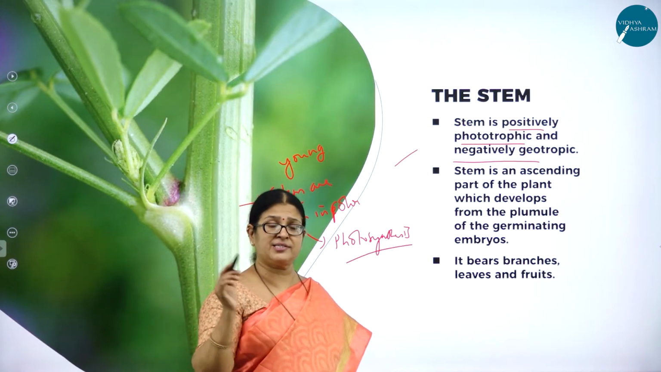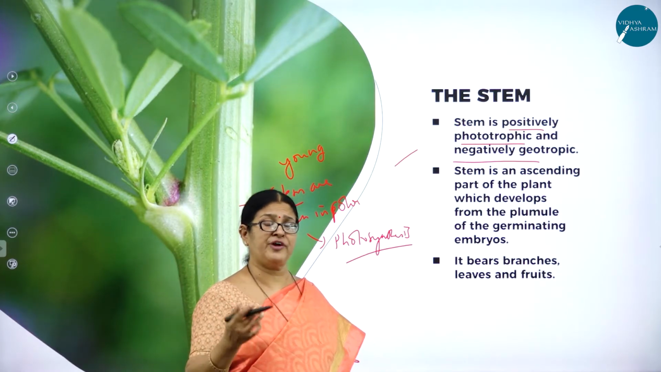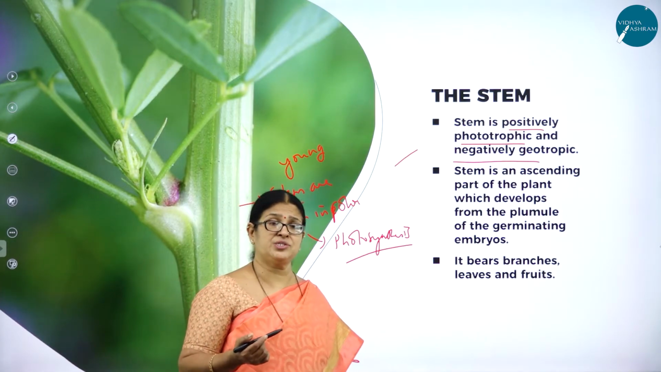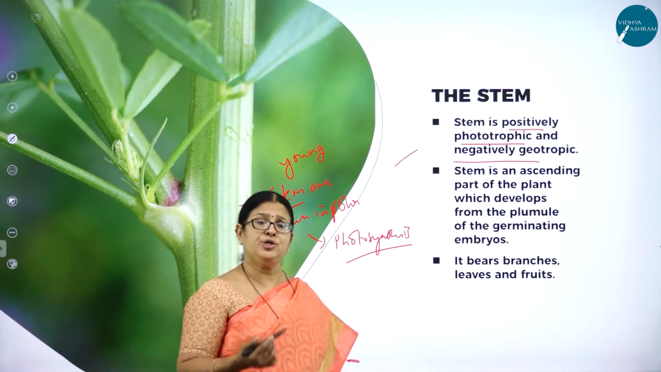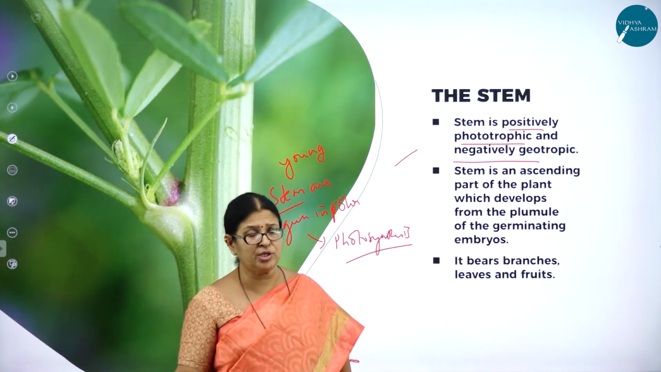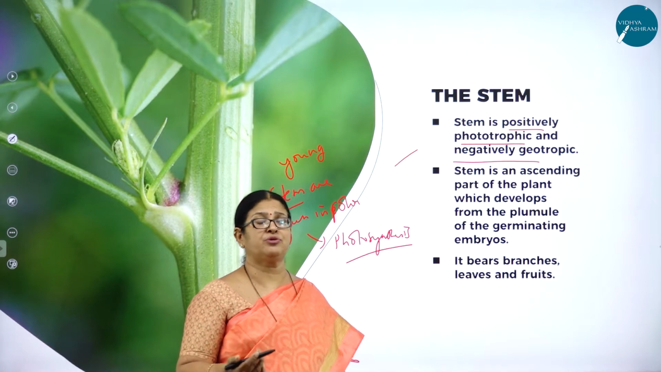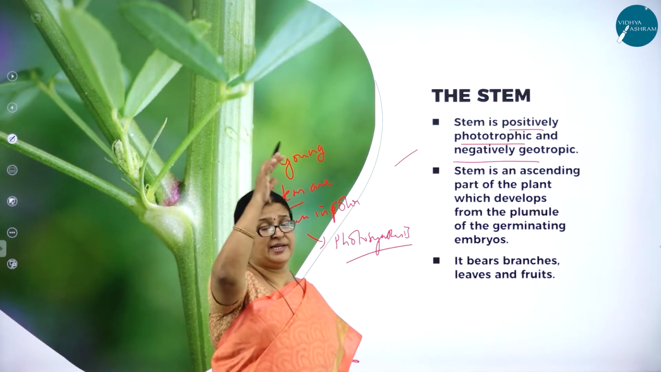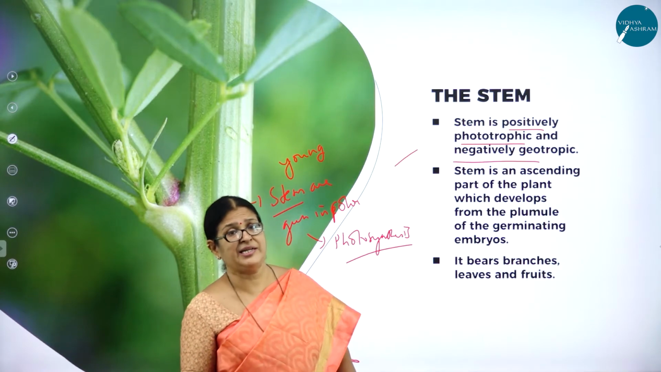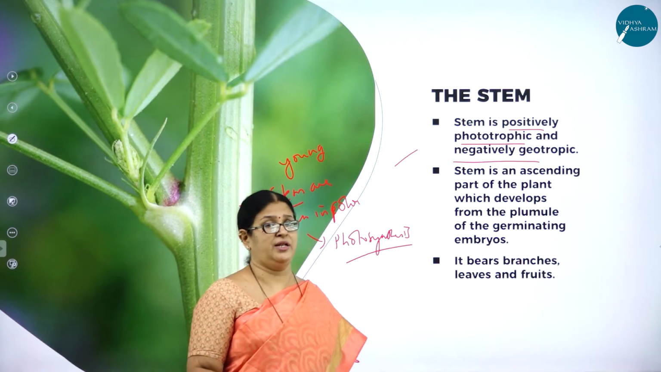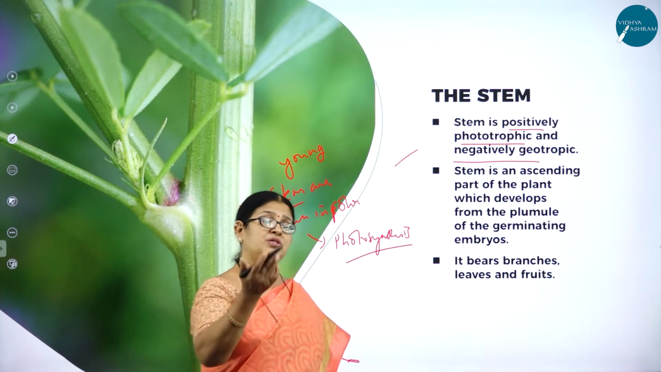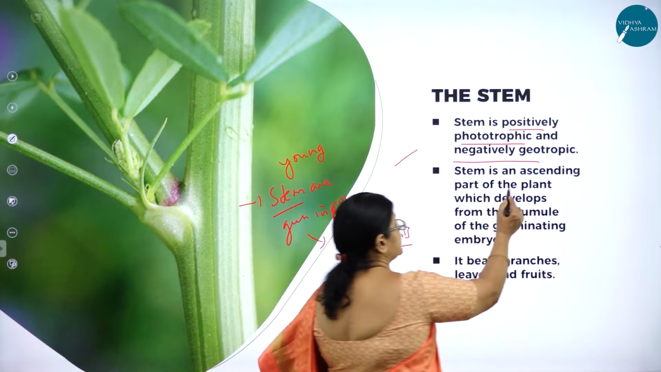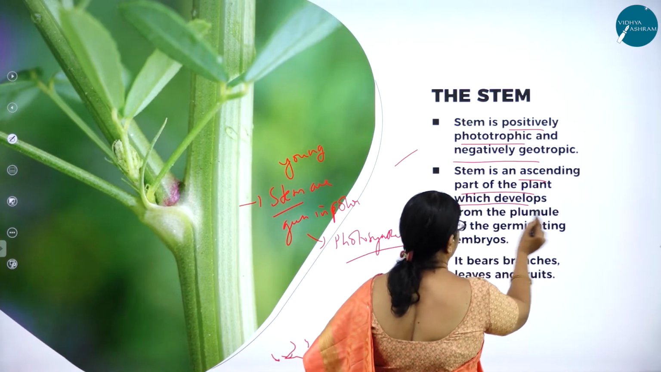Except for the pneumatophores, you never find roots above the soil. For example, in the case of the banyan tree, the adventitious roots develop from the branches. Usually the roots are found growing below the soil and they are positively geotropic and negatively phototropic. Then the stem is called the ascending part. The root is called the descending part, the part which grows below the soil, whereas the shoot is the part which grows above the soil. So it is also called what? Aerial part. So the stem is an ascending part of a plant body which develops from the plumule.